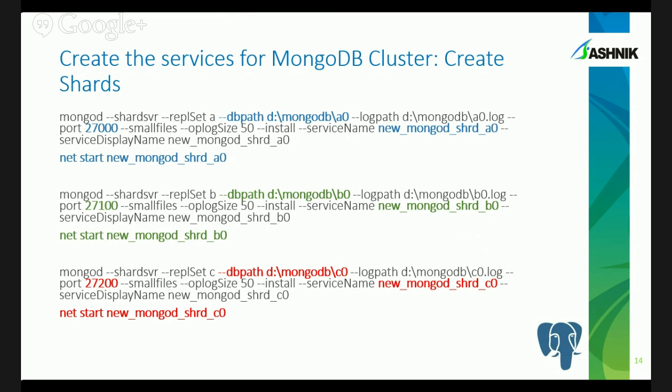So you see I have got 3 of them right now, 3 shards on 27000, 27100 and 27200. These are the ports where I have got them running. Now after creating each of these services, I started them. Like I mentioned, since I'm using Windows, I installed them as a service, and then I went ahead and started each of those services.